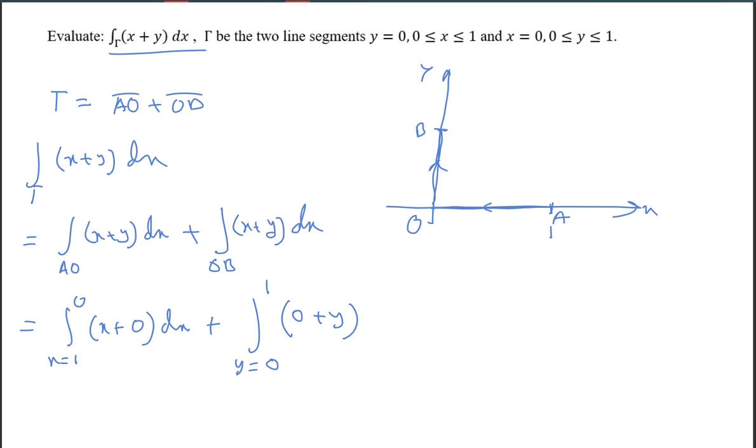In that case, dx will be 0, yes or no? dx is equal to 0, that means this integration part will be 0. We have only this one, so just integrate this. This will be minus 1 by 2. So the value is minus 1 by 2.